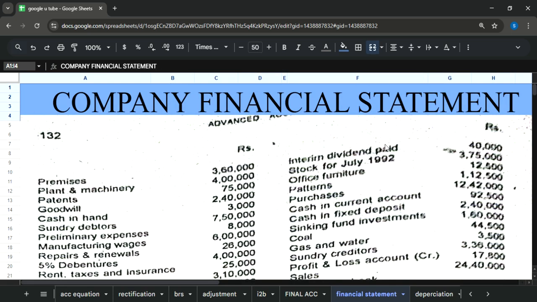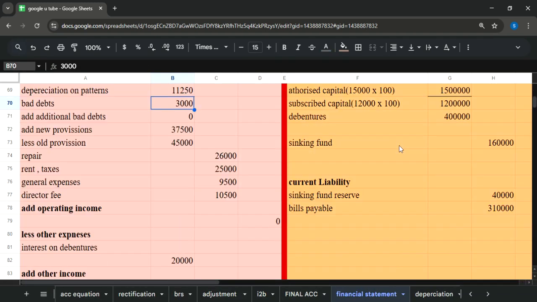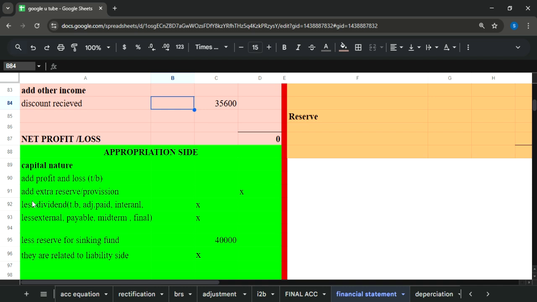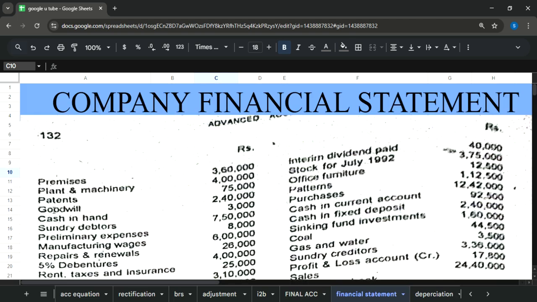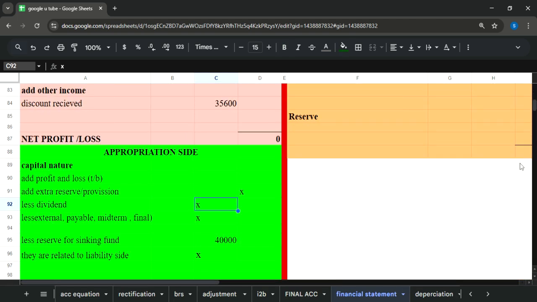Interim dividend paid. So dividend of any kind is part of appropriation account. Let's get back, and here you can see all types of dividend would be mentioned at this place, and interim dividend 40,000 would be written over here, and we can properly mention the dividend is actually interim.